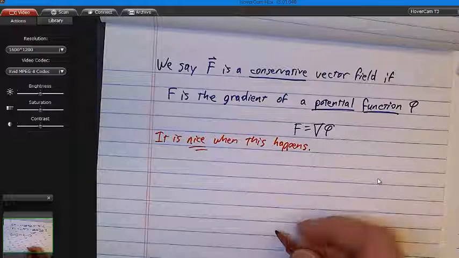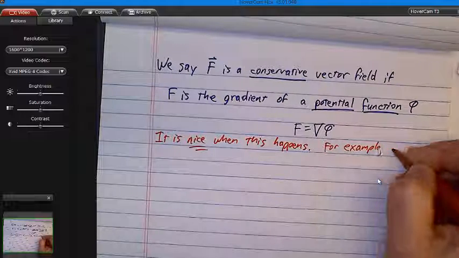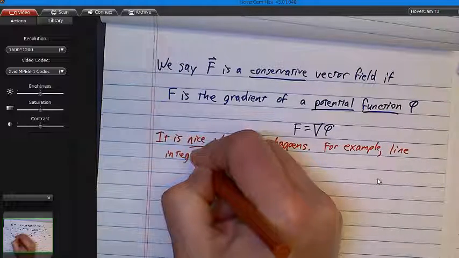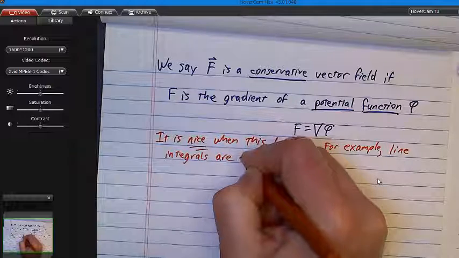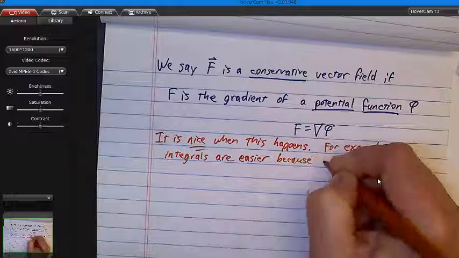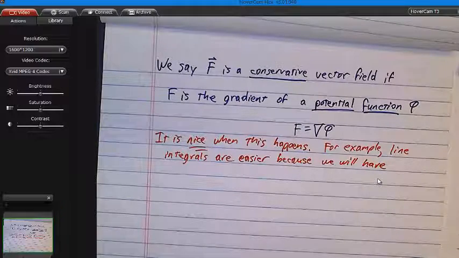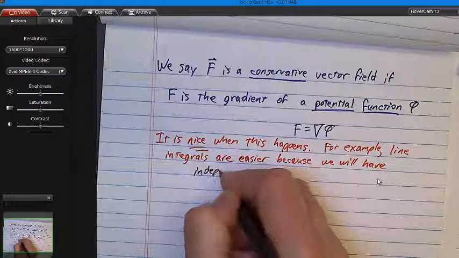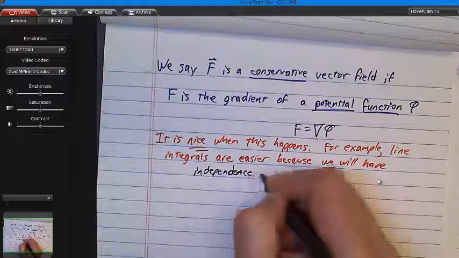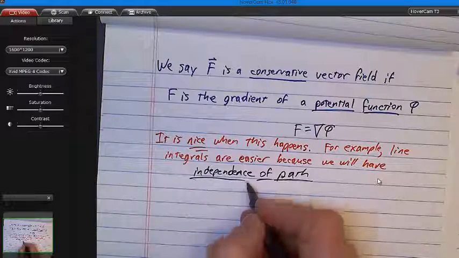What's nice about it? Well, for example, line integrals are easier because we will have, and again, the idea that we just came across in this group work was independence of what? Independence of path. So those are the main ideas that I want to get across today, I think.